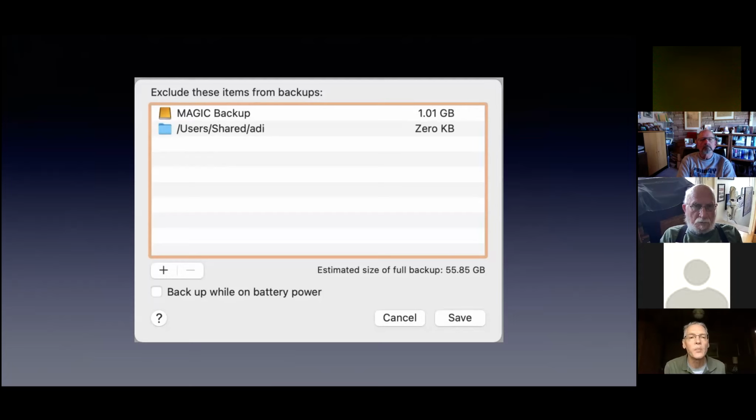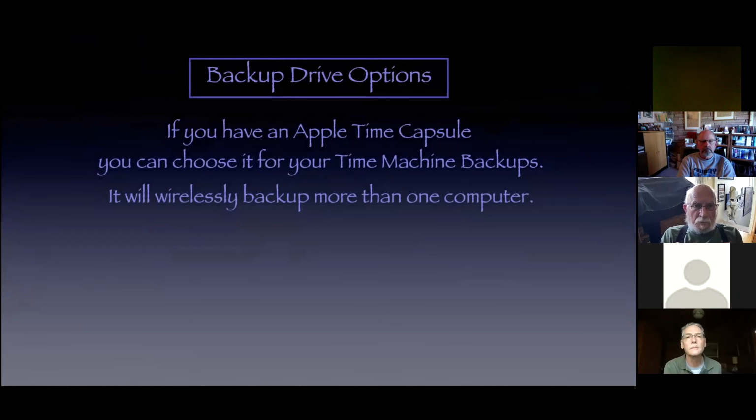You just click on the plus sign, find the file that you want to exclude, and choose it. Also, if you have other backup drives connected to your computer, you may not want to back those up, to avoid any redundant backups. So you can eliminate those here also.